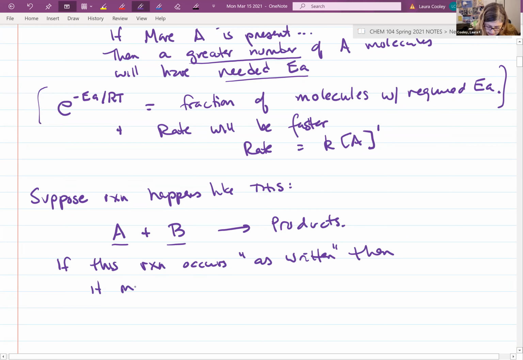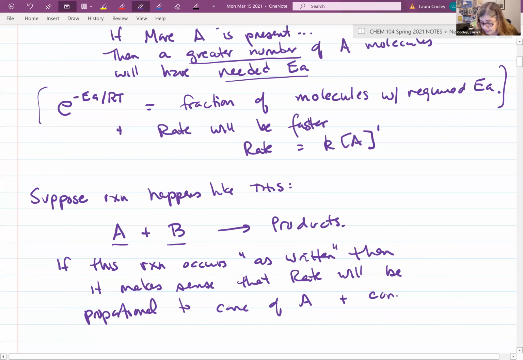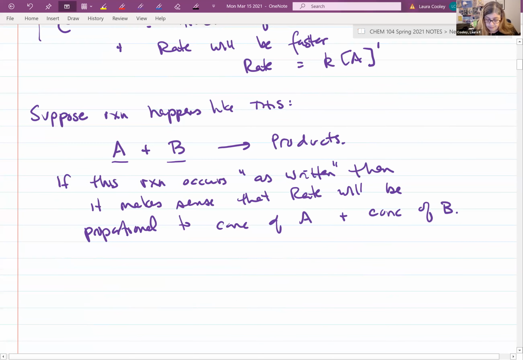then it makes sense that the rate will be proportional to the concentration of A and the concentration of B. Because if you increase the concentration of A, you increase the number of collisions because there's more chance of collisions. You're also increasing the number of collisions that will have the required activation energy just by increasing the number. And so it would be proportional to the concentration of A. And the same would be true for B. So it's really the same reasoning.